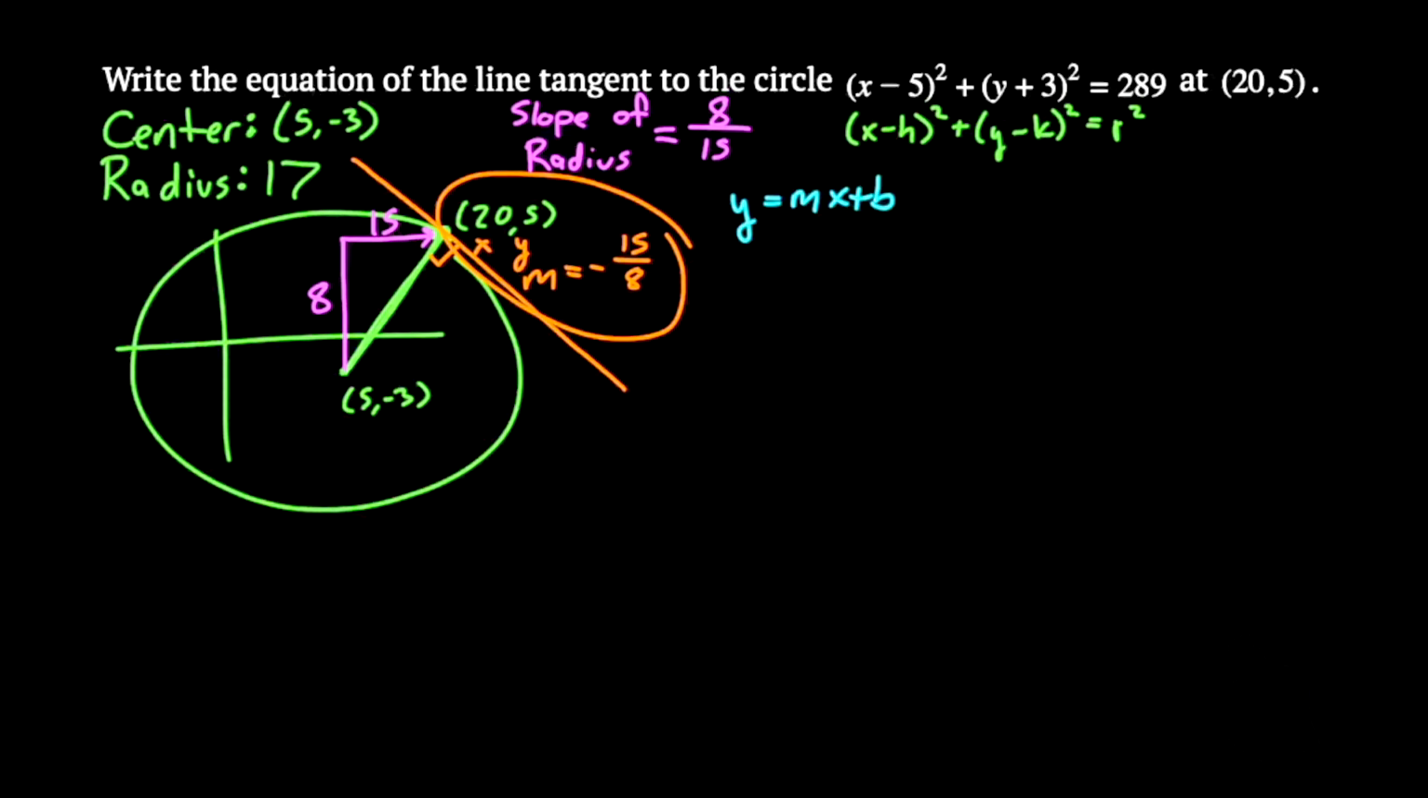So I'm just going to plug everything into y equals mx plus b. So the y value is 5. The slope was -15 over 8. The x value from that point on the line was 20. And I'm solving this for b. So I'll leave the 5 where it's at.